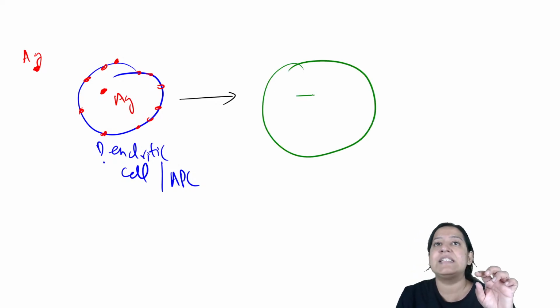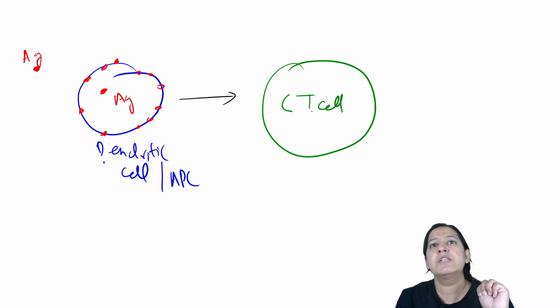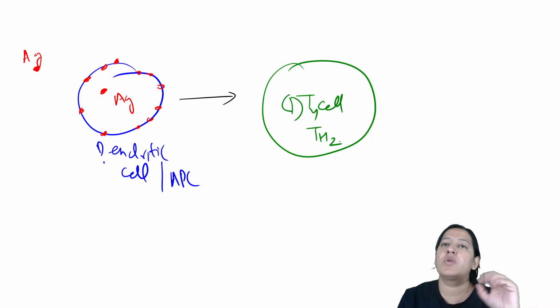The second cell is the T cell, the T lymphocyte. There are 2 types of lymphocytes, CD4 and CD8. So it is the CD4 T lymphocyte, which is the helper, TH2 type of helper cell.